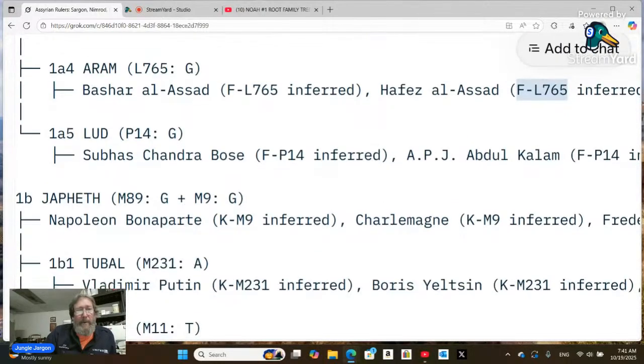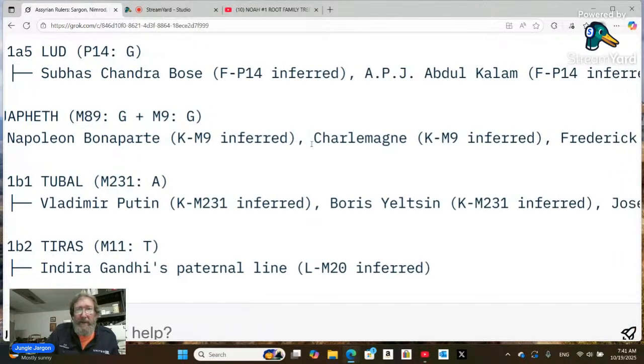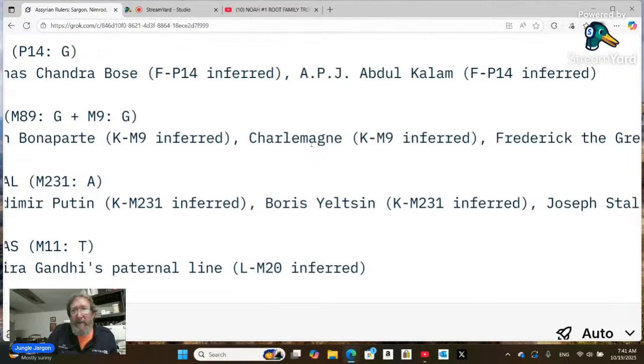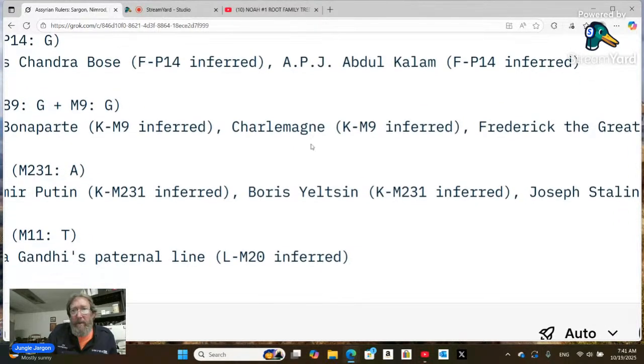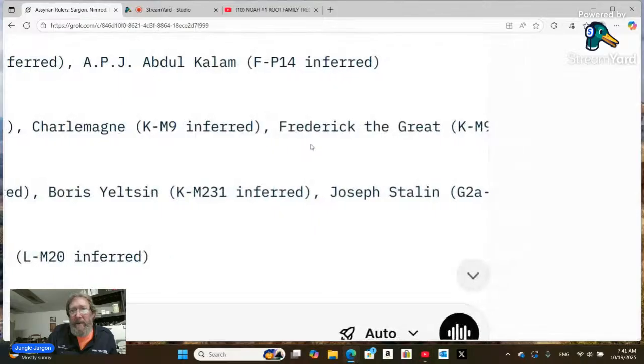So we got Napoleon Bonaparte is K, and K is Tubal. It's inferred, but I guess the best they can get. Charlemagne is K, inferred. Frederick the Great is KM9.